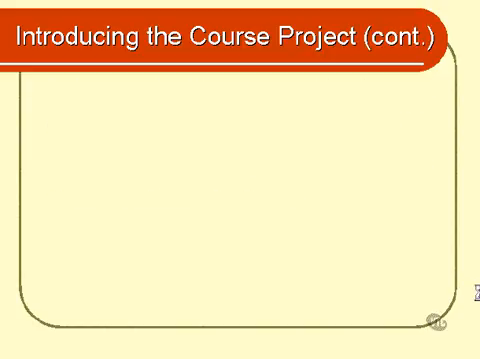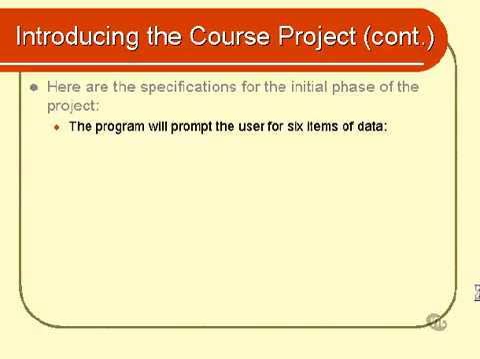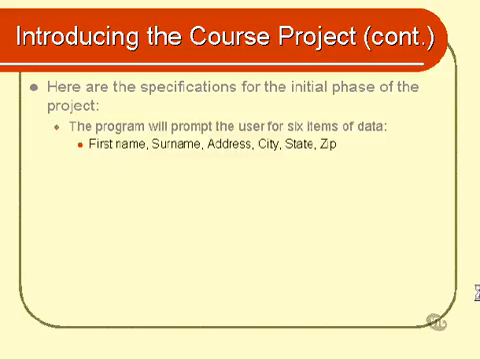So here's how I'd like you to actually start. I'm going to give you the specifications for this first phase of the project. I want the program to prompt the user for 6 pieces of data: their first name, their surname, their address, in other words their street address, like 10 Smith Street, then their city or suburb, then their state, and then their zip code. 6 pieces of data.